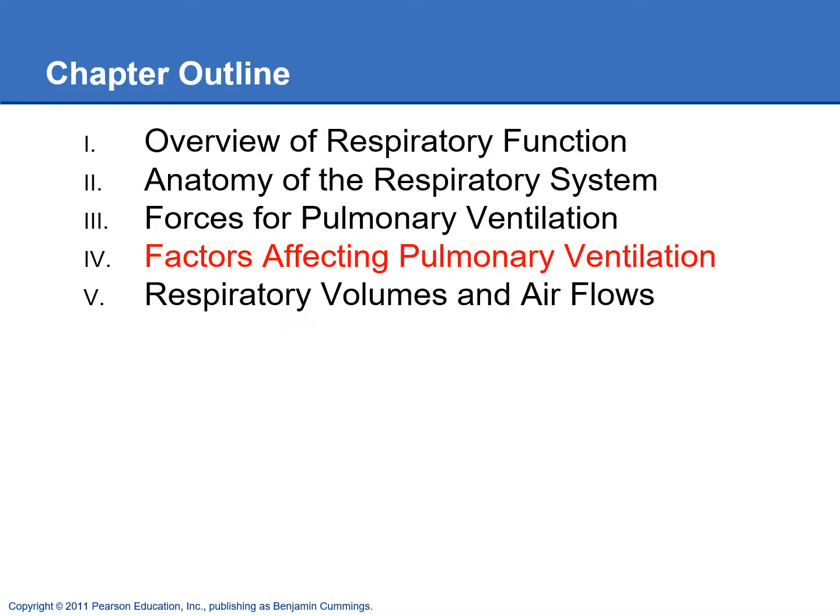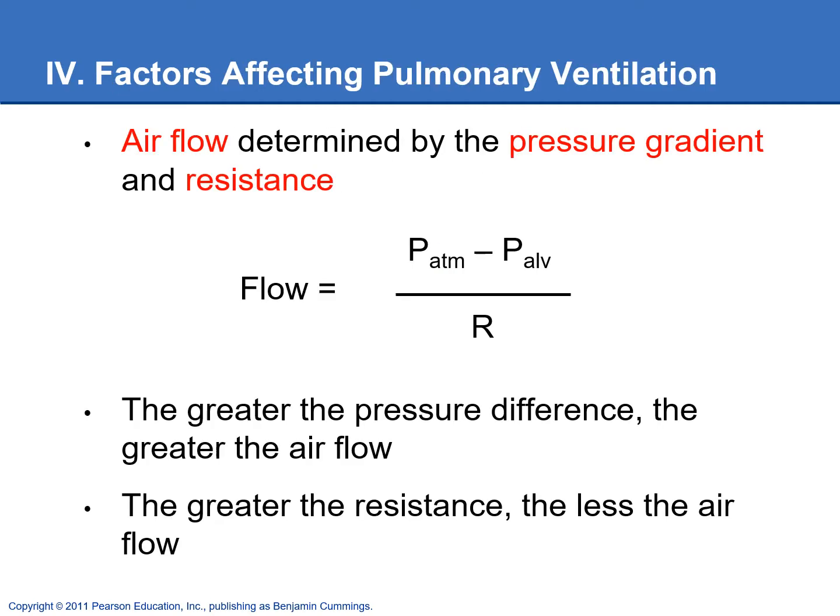We're going to take a look at the factors affecting pulmonary ventilation. The flow rule applies to airflow just as it does to blood flow. So airflow depends on the pressure gradient and also the resistance. Remember, the pressure gradient that drives airflow in and out of the lungs is the difference between the atmospheric pressure outside the body and the intra-alveolar pressure inside the lungs.